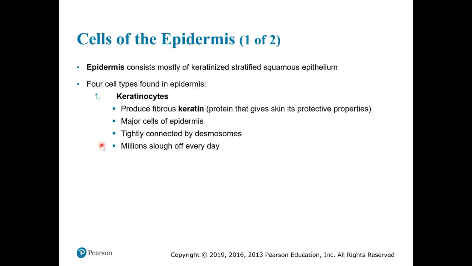Millions slough off every day. That means they come off. They're born in the lower layers of the epidermis, and as cells are lost from above and replaced from below, they move their way, they migrate their way up to the surface, and then along their pathway they die, and then eventually they come off. And they take with them DNA. So everywhere you go, everything you touch, you leave your DNA behind. So you gotta be careful about that.